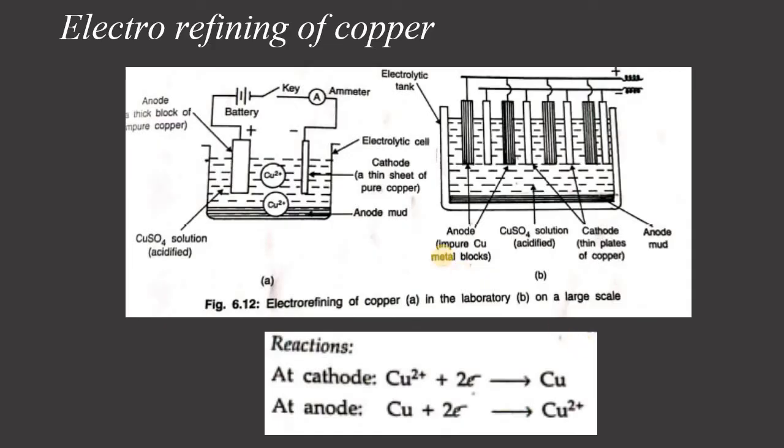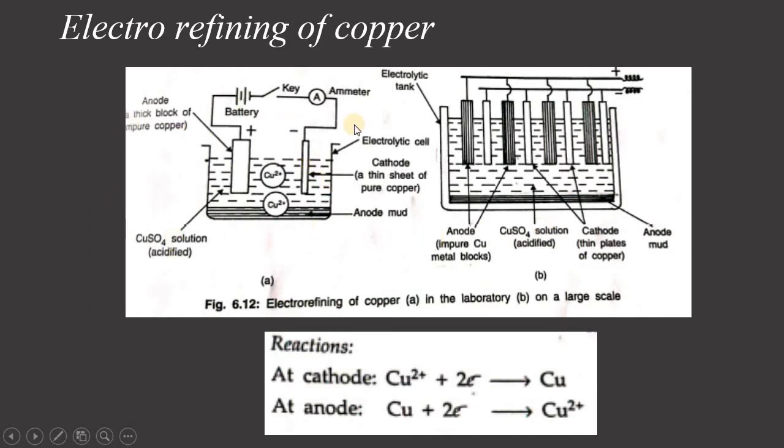Then we will move toward the electro refining process of copper. Now electrolytic refining of metal is a process by which metals containing impurities are purified electrolytically to give a pure metal. The most important use of copper is in the form of wire for electrical transmission. So for this, copper should be extremely pure because a small amount of impurity can reduce its conductivity to a great extent. Here the electrolytic refining of copper is shown in two parts.